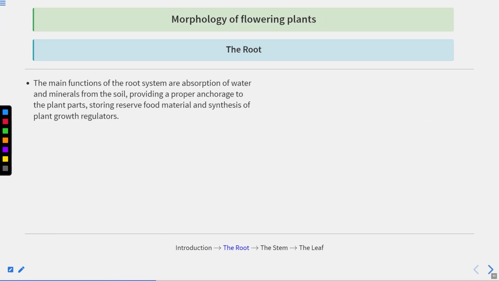The main function of the root system is the absorption of water and minerals from the soil. What is the main function of this root system? It is to absorb water and minerals from the soil, and to provide proper anchorage to the plant, because the plant has to stand erect so that it can get proper sunlight. Some roots also serve as storage of food material and synthesis of plant growth regulators. Some plant hormones are also synthesized.